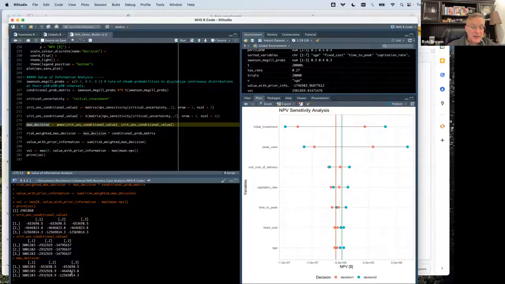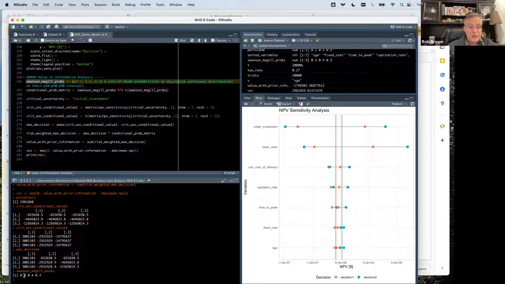This matrix represents, of all of the decision pathways that could result, the values of the decisions that I choose that maximize the value on each decision pathway. Now, I've got to invoke another little piece of magic here. I have a vector called the Swanson-McGill probabilities. And the Swanson-McGill probabilities are values 30, 40, 30.